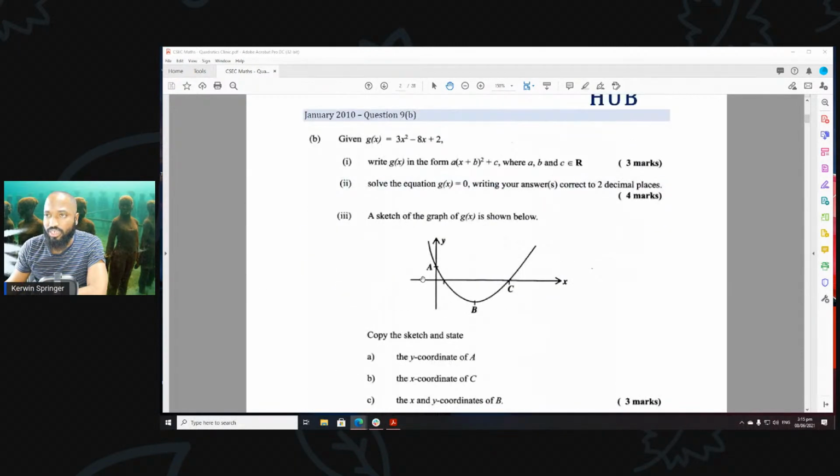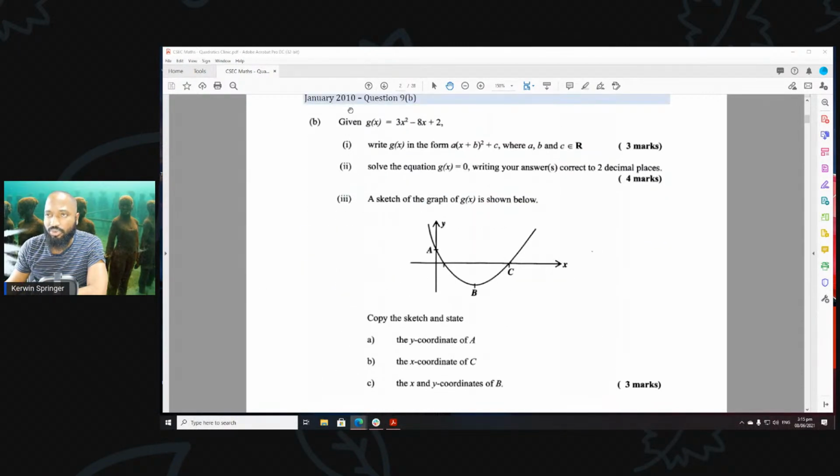All right, so let's go on to our next quadratics question. January 2010, question 9b. So we're still in January 2010. Given that g of x is equal to 3x squared minus 8x plus 2, we need to complete the square. Exciting times. So we're going to complete the square using two methods. Let's get it done.